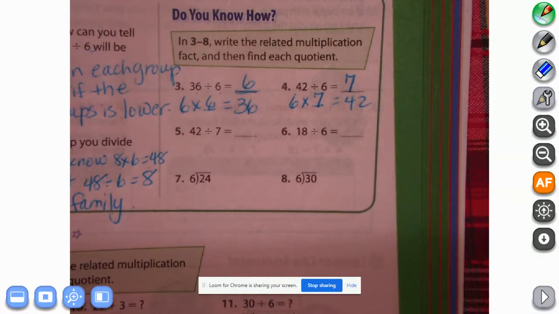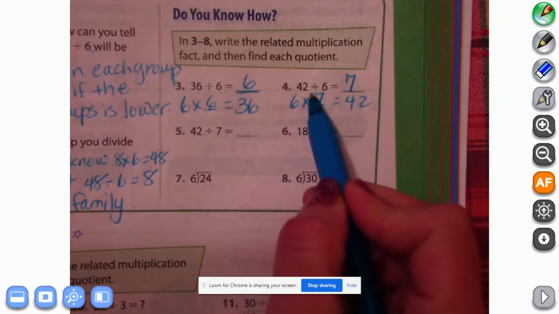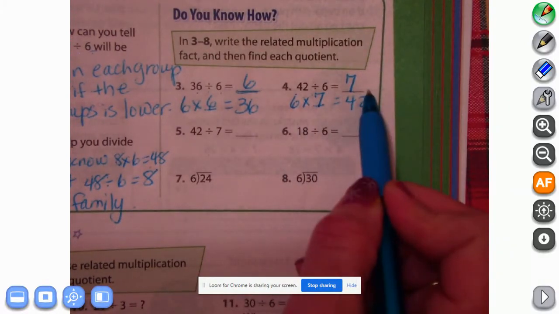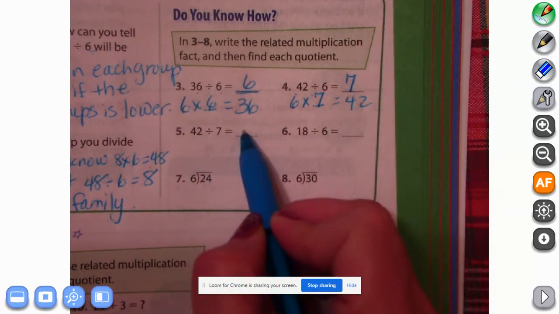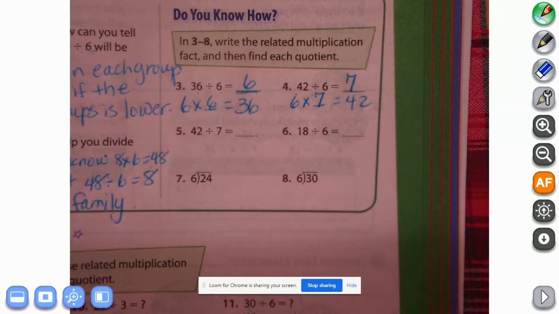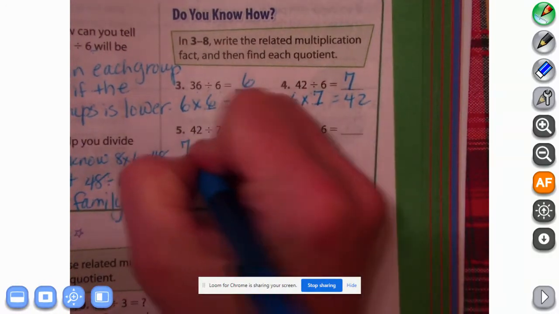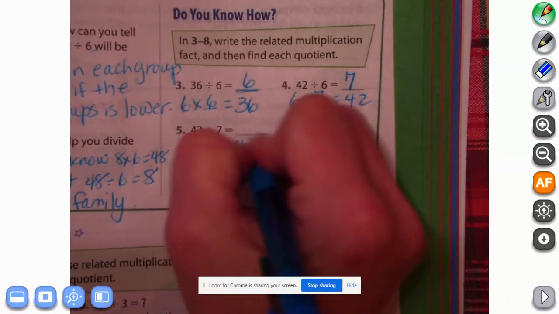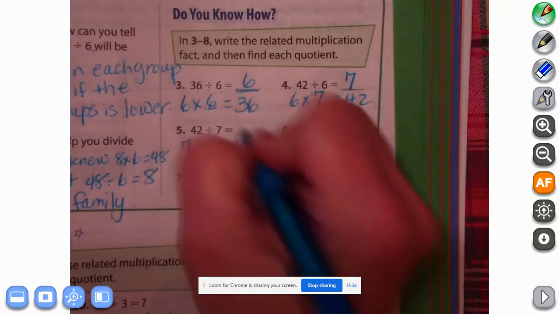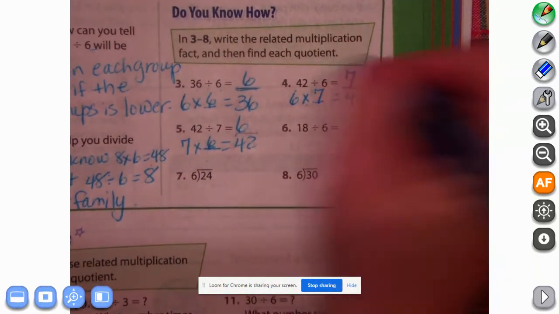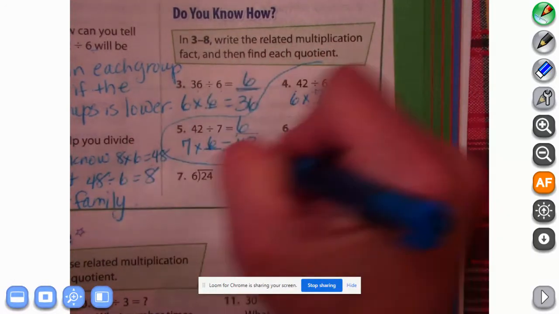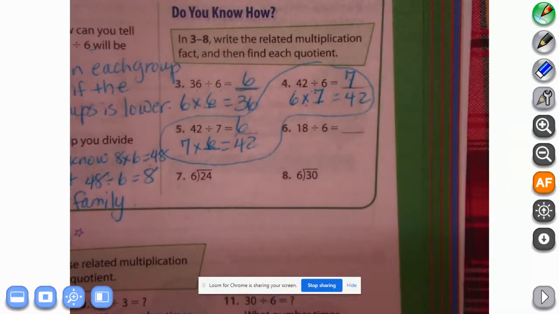All right. So if we just did 42 divided by 6 equals 7, and we come to this problem, 42 divided by 7, we know that's a fact family, don't we? So we know that 7 times what will equal 42? Well, we know that it's got to be 6, because these are all in one fact family right here. It's everyone in the fact family.